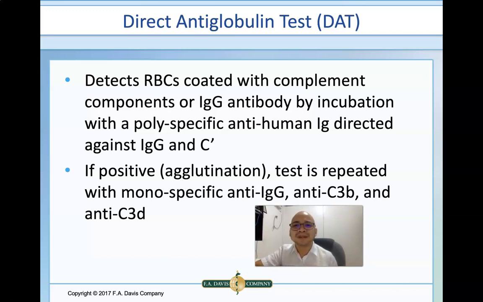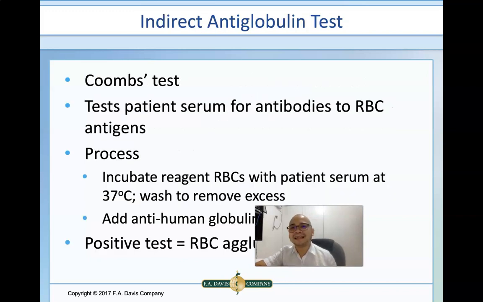So here we're using cord blood as the specimen. Okay, so we're using cord blood. If positive, the test is repeated with monospecific anti-IgG, anti-C3b, and anti-C3. So this will determine if indeed there has been RhHDN, or if there has been HDN for that matter. On the other hand, the indirect antiglobulin test is also known as the Coombs test. Direct, we call it the DAT.